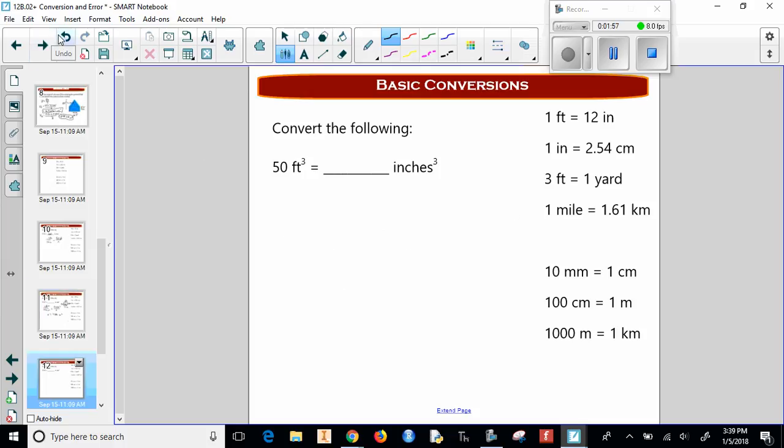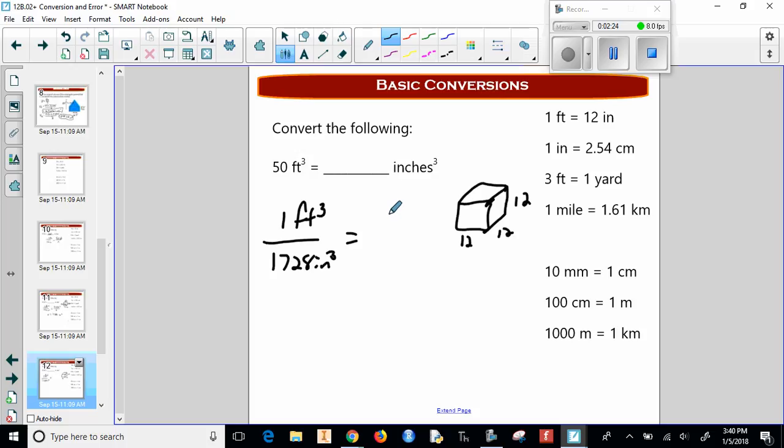Now finally, 50 cubic feet is how many cubic inches? If we think about a cubic foot, that's 1 by 1 by 1. So in inches, that's 12 by 12 by 12. So if I think about 12 cubed, 1 cubic foot is 1,728 cubic inches.